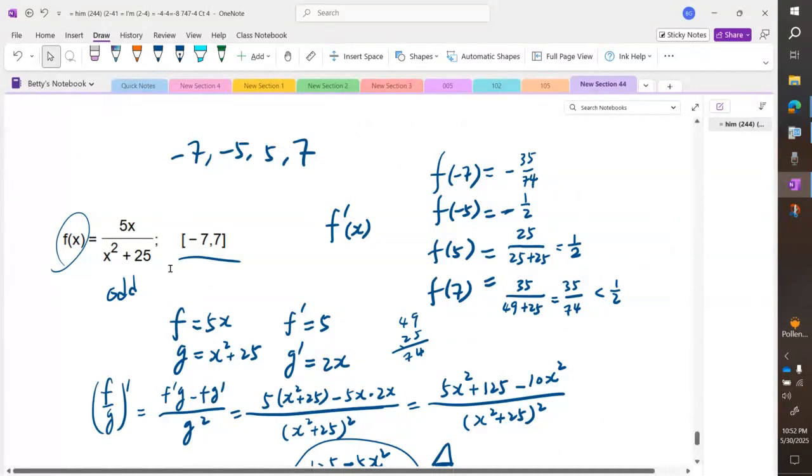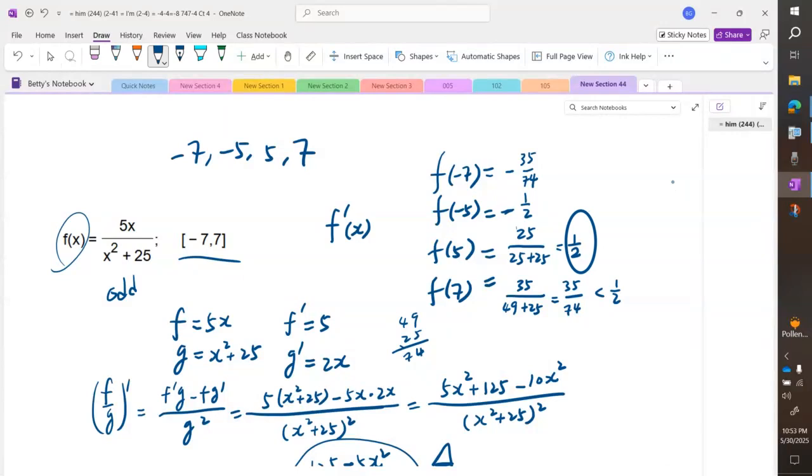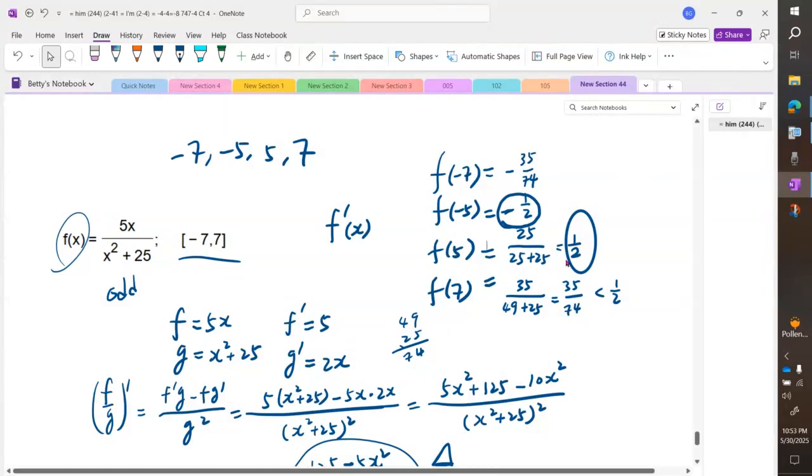And as we can see, since the function is continuous on this closed interval, it's going to have both an absolute maximum and an absolute minimum. As we can see, half is bigger than 35 over 74. So this is going to be the absolute maximum. This is going to be the absolute minimum. Okay. All right. So the absolute maximum occurs at 5. Absolute minimum occurs at -5.